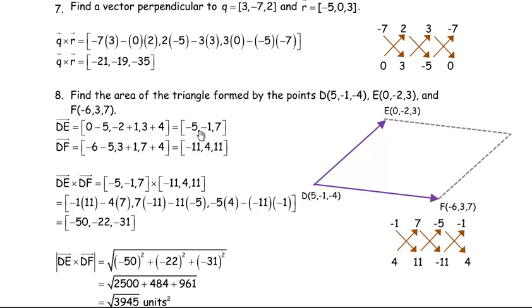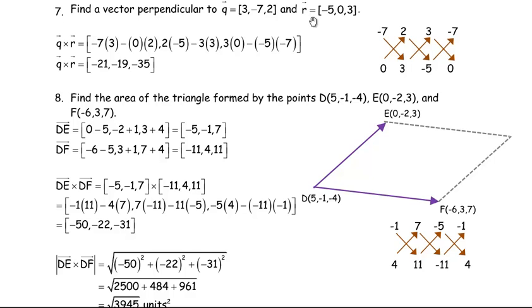Question number 7 has us find a vector perpendicular to Q and R. So similar to the last page, but we're working with numerical vectors here. I'm going to take the cross product of Q and R. So I'll write -7, then the 2 and then 3, -7 on the end. And for the R, 0, 3, -5, 0, so 0, 3, -5, 0.